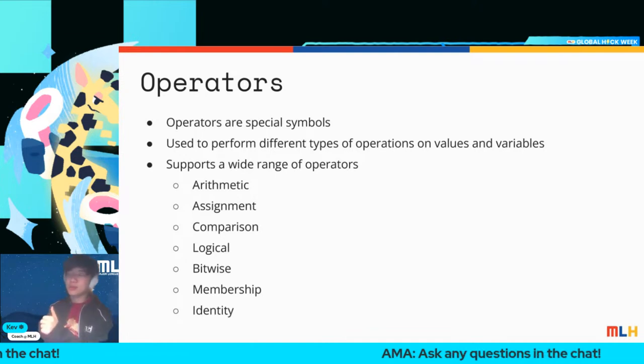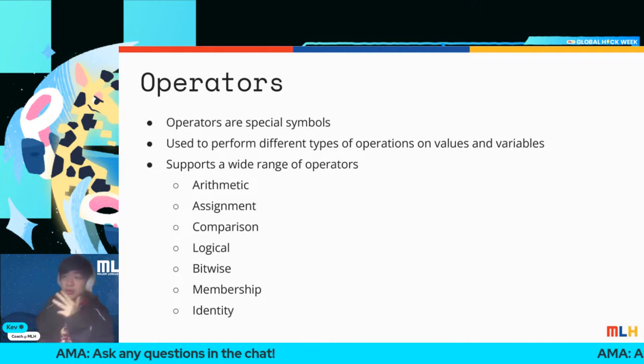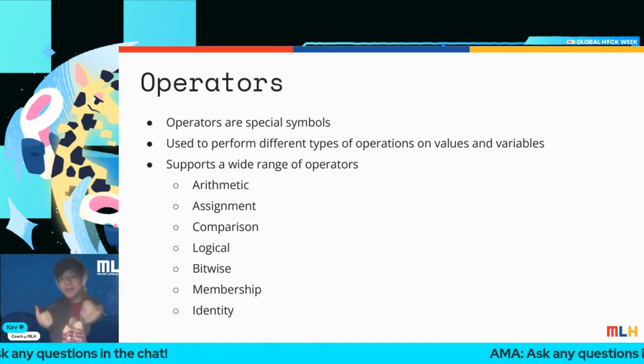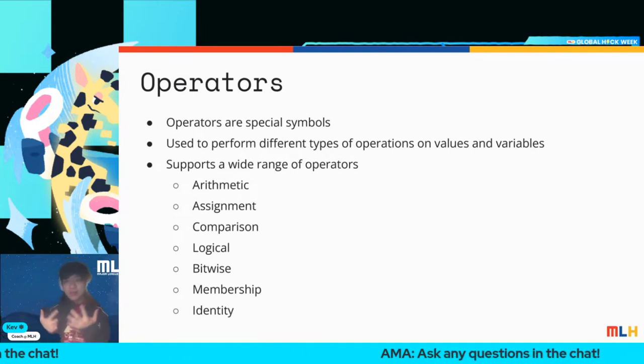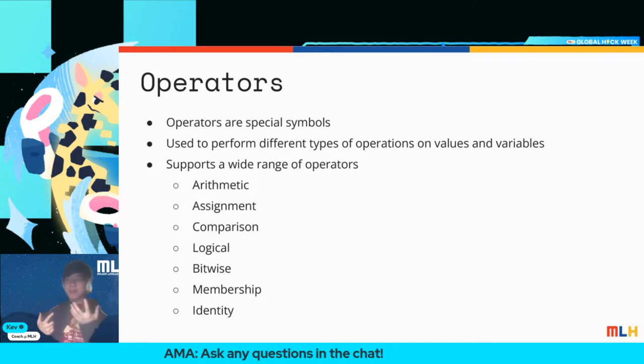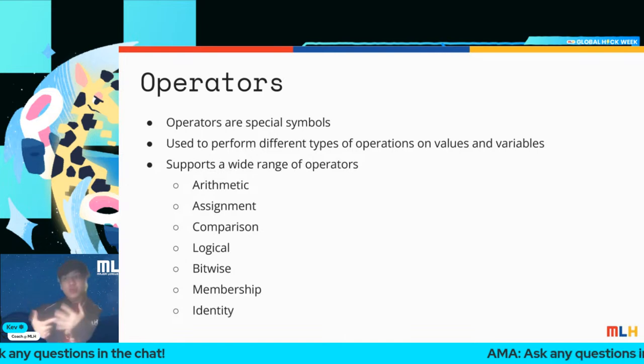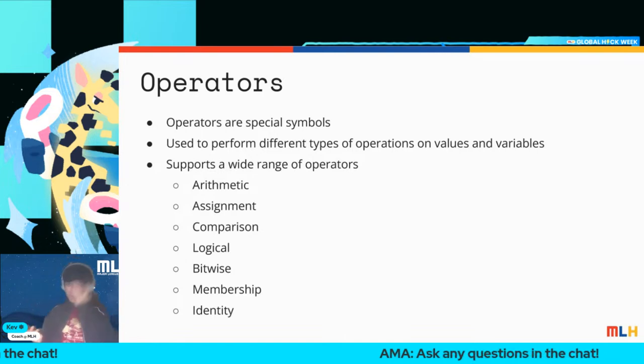We have arithmetic, assignment, comparison, logical, bitwise, membership, and identity operators. Those are the different classes or different types of operators. I need to find better words because type and class are still using computer science. They're different groups or categories of operators.